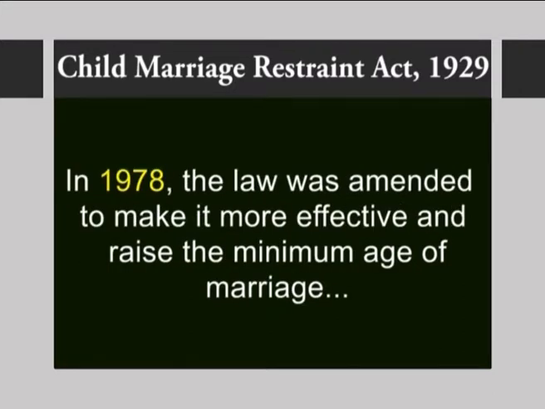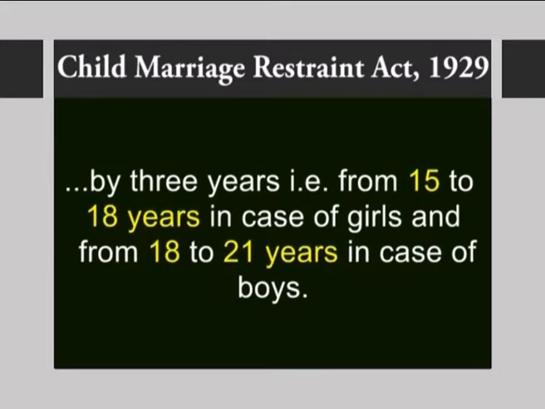In 1978, the law was amended to make it more effective and raise the minimum age of marriage by 3 years, that is from 15 to 18 years in case of girls and from 18 to 21 years in case of boys. However, despite the law, child marriages continue to take place. There were many marriages in which both the girl and the boy were children. In others, the girls were children or minors who were married off to much older men.